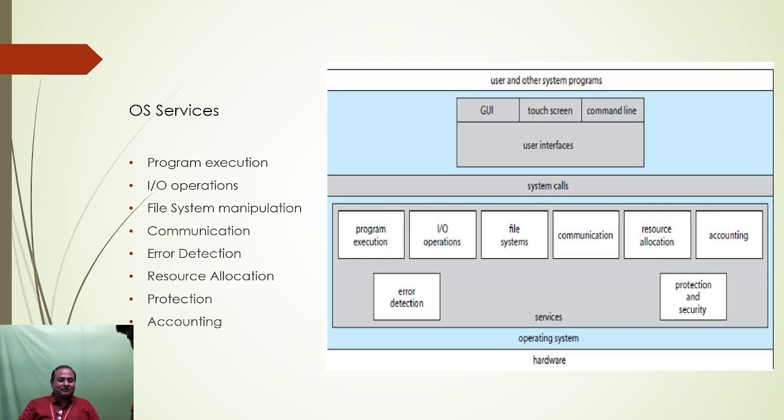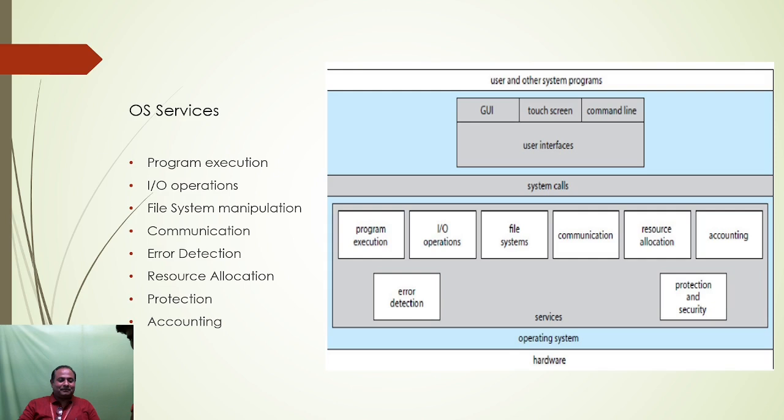And here I have mentioned some OS services. Here the OS provides various services to the user. First one is program execution. Here all user programs are run by the program execution service, and also input operations. For example, if a user wants to give input and print the output, that is done by the input output operation services.